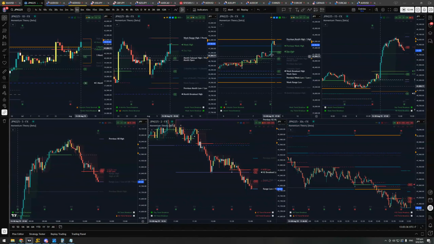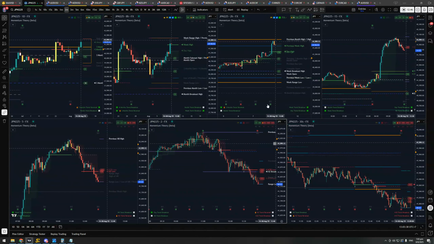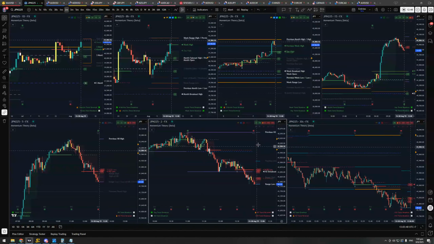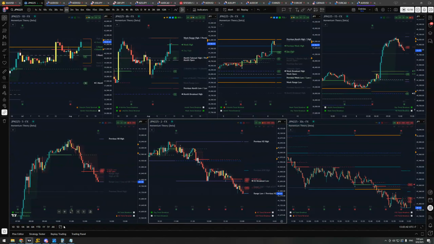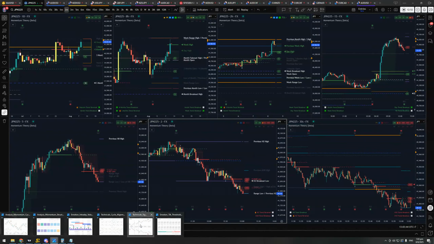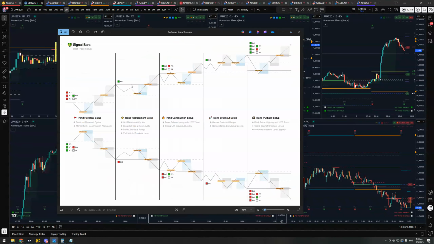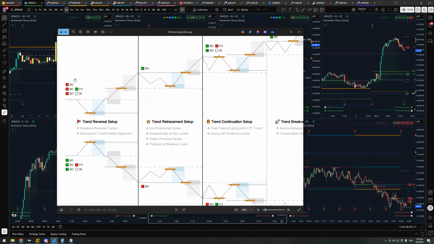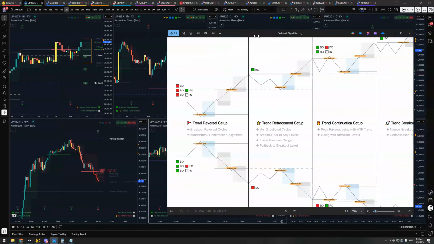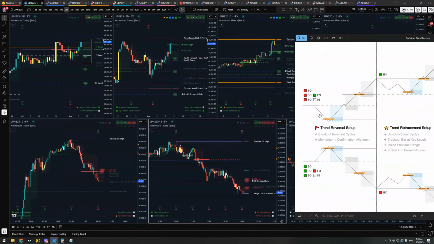On the H2, we have a setup as well. We still have a bullish bias here, but we have a bearish breakout bar. And so when that happens, I'm looking for a reversal setup. So we have a bullish bias, but a bearish breakout bar. What I want to see is price come down, fake out the H2 low, and then look for an entry here up to that breakout level.